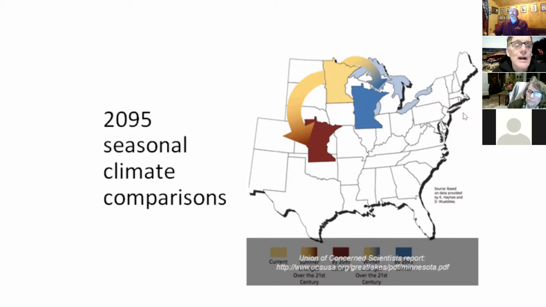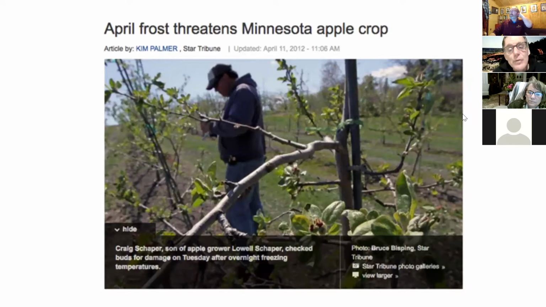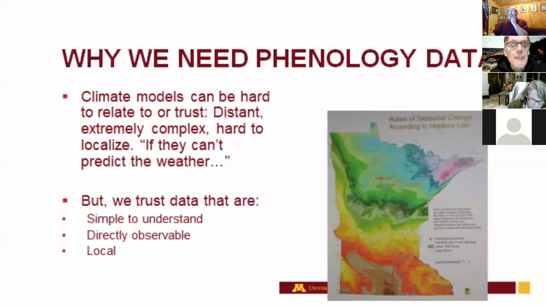So we're predicting some of these changes with climate change, but I think phenology gives us an opportunity to study that firsthand. Next. So we saw in 2012 where our apple crops and our cherries and grapes were highly frosted in April when we had an early spring and then we had a frost. And so it's knowing that our agricultural systems are really connected to phenology. Next. So phenological data is helping us to model how we can make these predictions and what to expect.